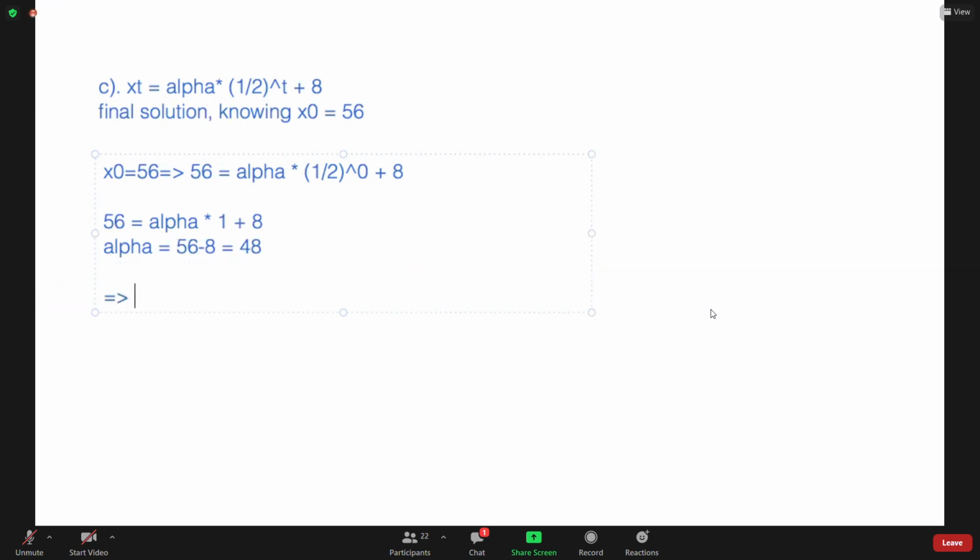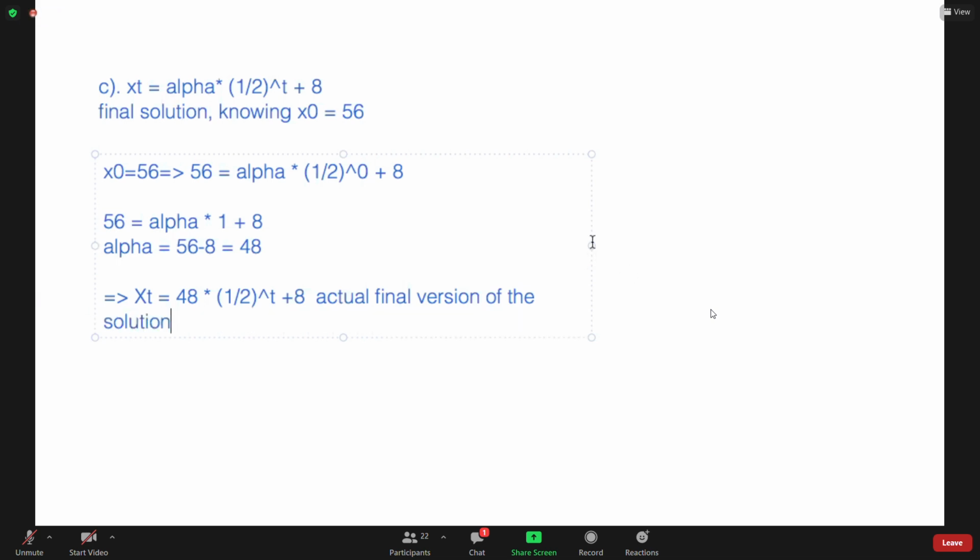Then the final version of my answer should be xt is equal to 48, that's the value of the alpha that I found, multiplied by 1 divided by 2 to the power of t, plus 8. And this is your actual final version of the solution.